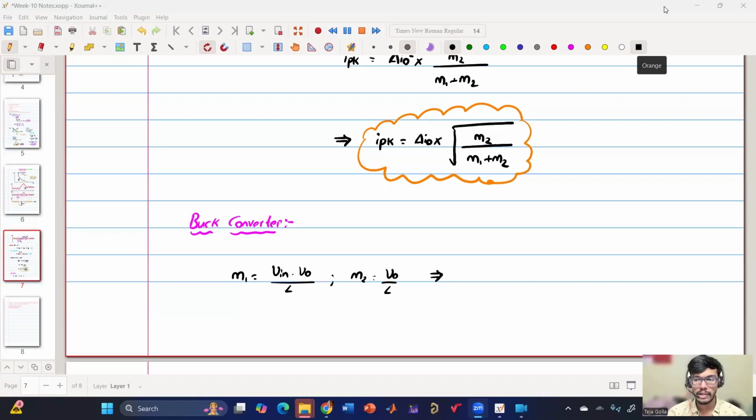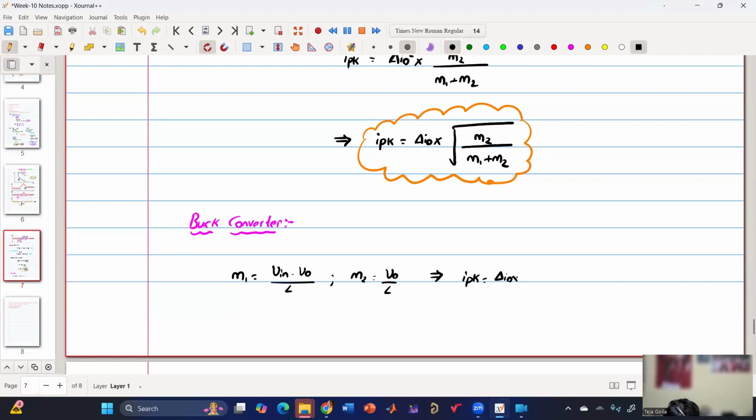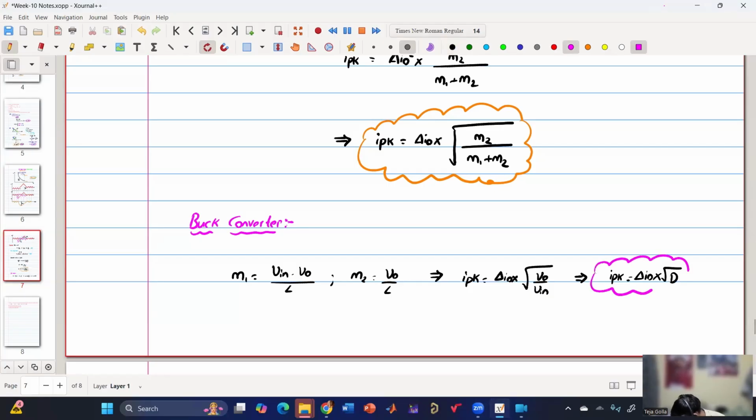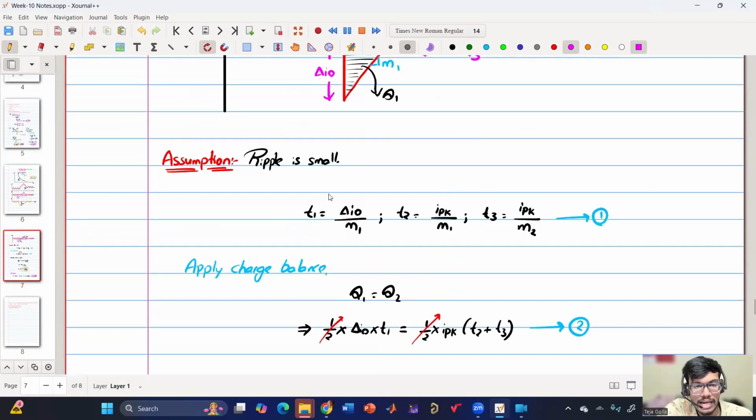So have you calculated IP? Delta I naught into root of V naught by V. Yes, very good. So IP is delta I naught into square root of V naught by V, and we know for the buck converter, this is the duty ratio. So IP is nothing but delta I naught into root D. Yes. So we got I peak. Basically, our objective was to calculate I peak, and then we have to calculate TS. So now we'll calculate TS.